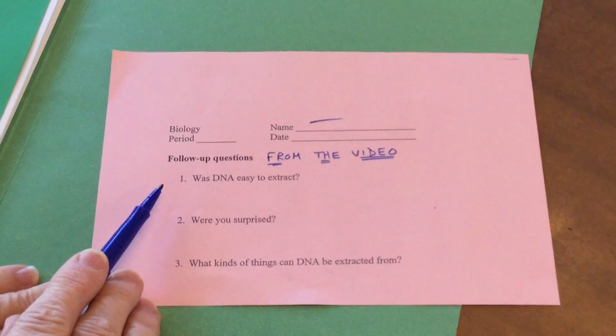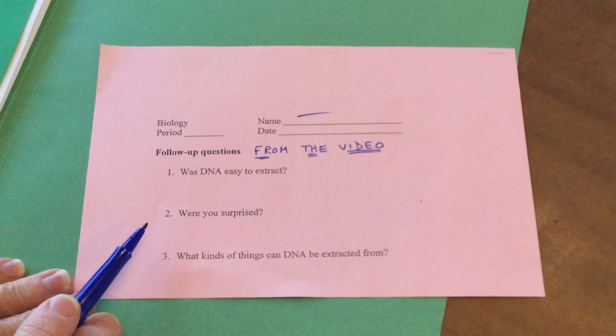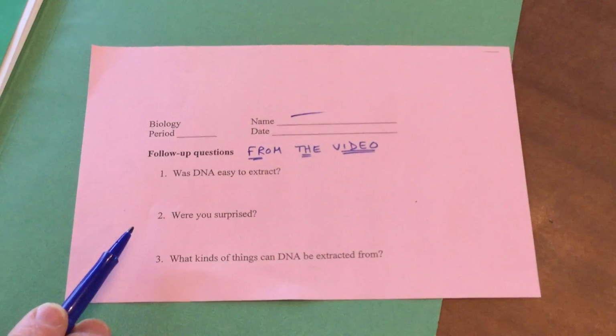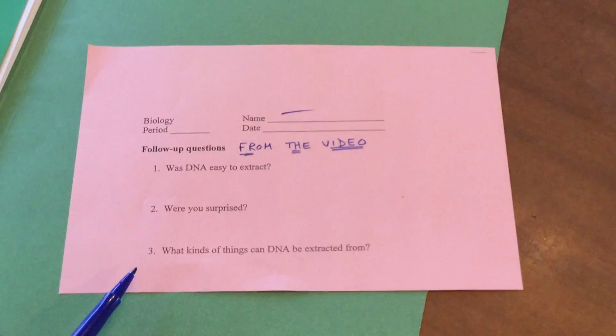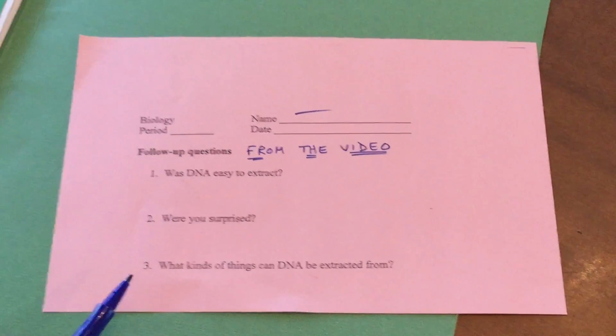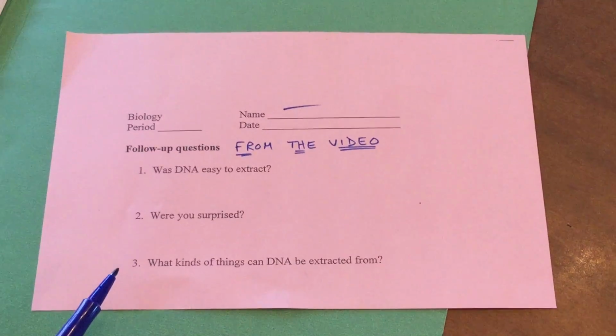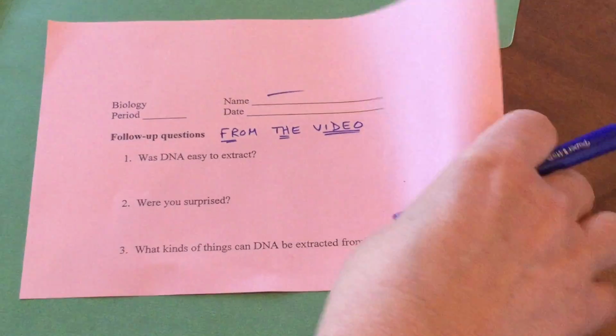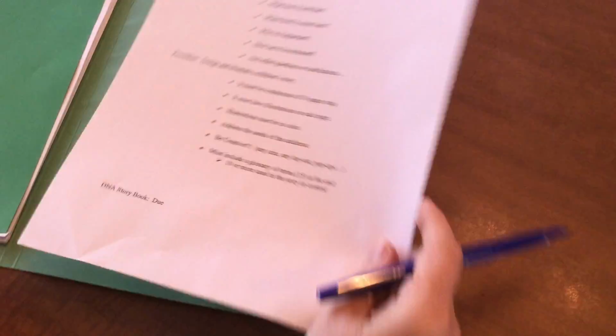Do you think this process was an easy process? Did it surprise you what you got to see? What came out of this? And then what other kinds of things can DNA be extracted from? Don't forget, DNA is in the nucleus of every cell. What kinds of things are made of cells? So once you finish that, again, tuck it away into your red file folder for the moment.